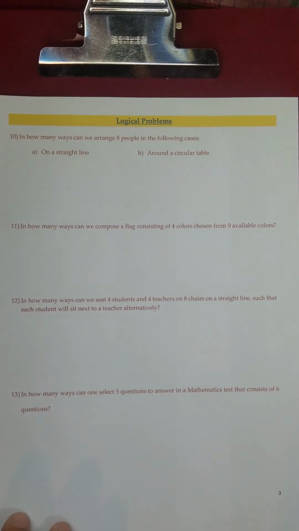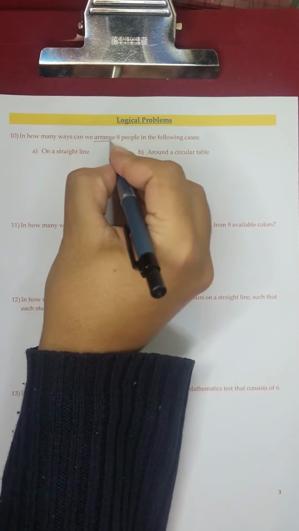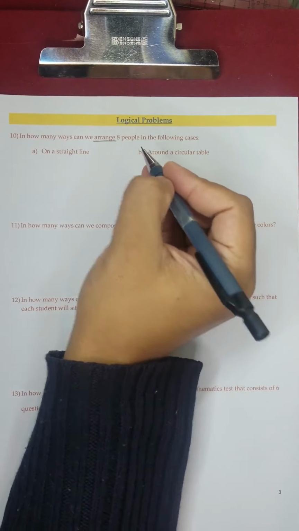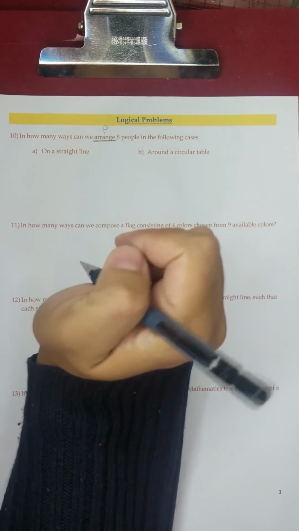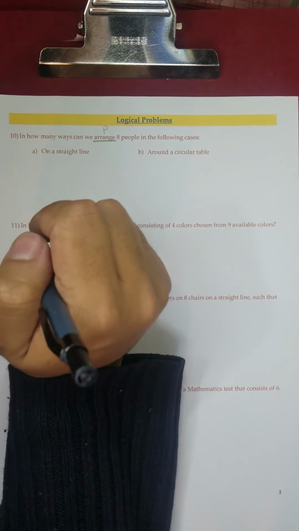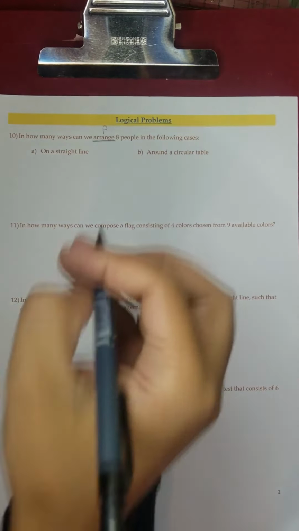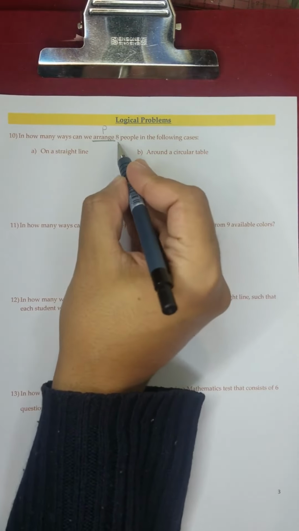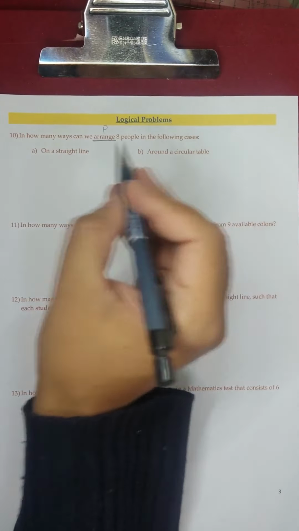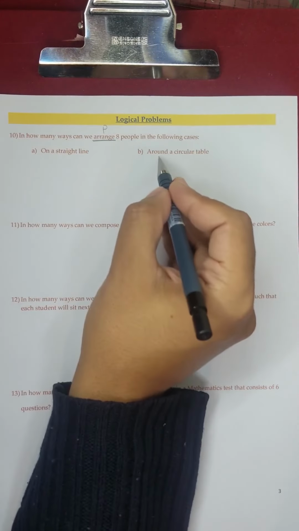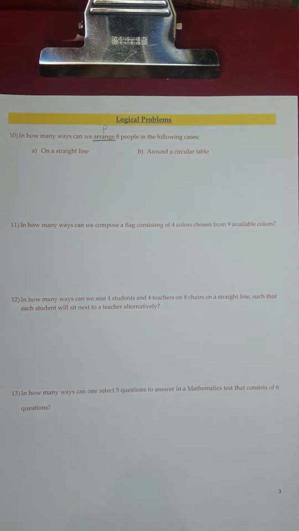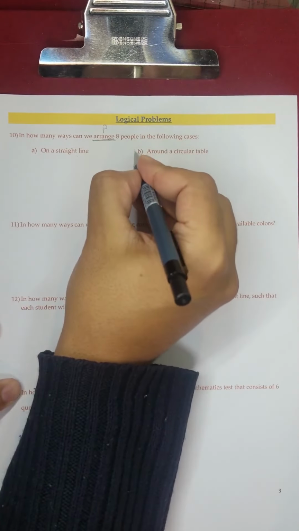So let's see. Here in this question, they say, in how many ways can we arrange? Okay, so they have solved it for us. They said arrange. If they say arrange, then they mean permutation. Sure, arrange is permutation. So, in how many ways can we arrange 8 people in the following cases? On a straight line and around a circular table. Okay. Now this one is an important question as well.